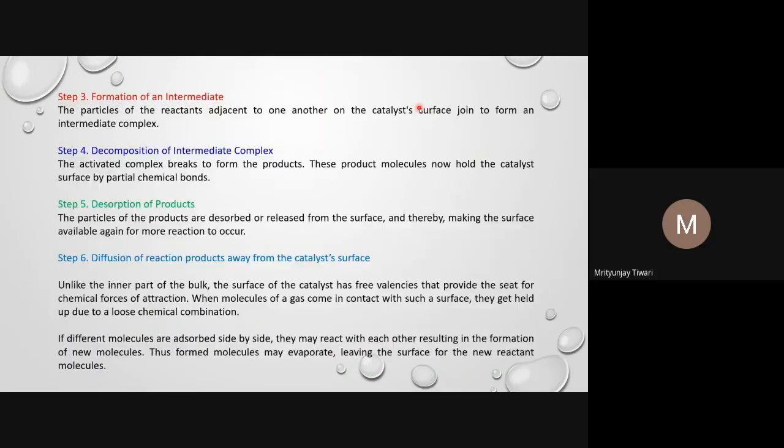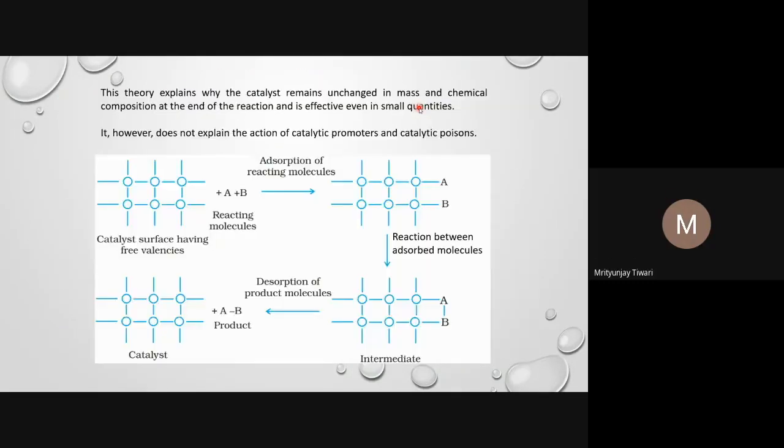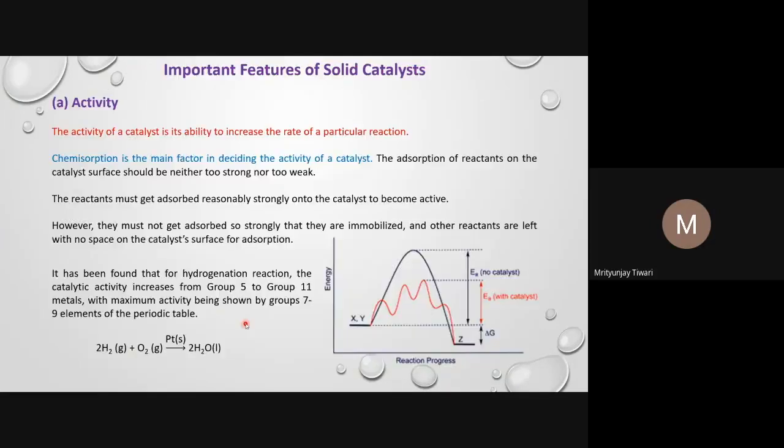In this adsorption theory of catalysis, we have seen different steps. First, the reactant molecules come closer to the solid catalyst, then they get adsorbed. After adsorbing, they react to form an intermediate compound, and this intermediate compound then breaks into the catalyst and the product. Finally the product goes away from the catalyst, allowing space for new reactant to come. So this is the adsorption theory of catalysis.